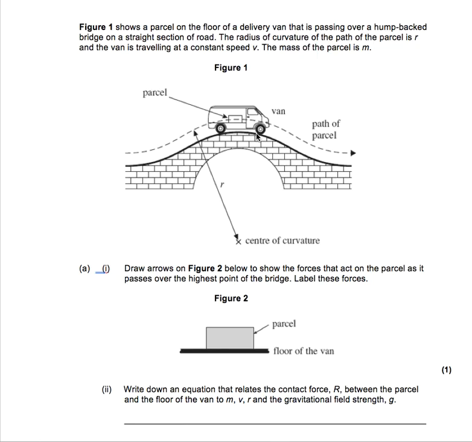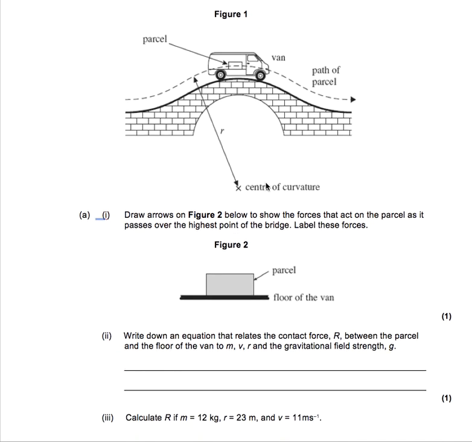So let's then look at the detail of this question. Figure 1 shows a parcel on the floor of a delivery van that is passing over a humpback bridge on a straight section of road. The radius of curvature of the path of the parcel is r, and the van is travelling at a constant speed v. The mass of the parcel is m. Draw arrows on figure 2 below to show the forces that act on the parcel as it passes over the highest point of the bridge.